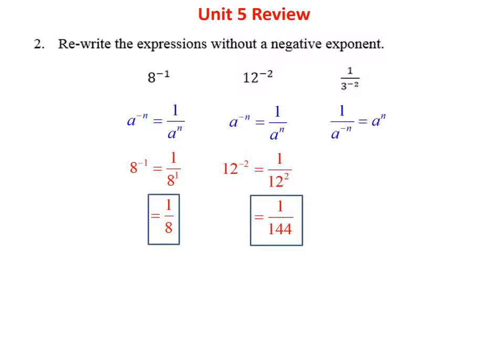Likewise, if I have a situation in which the negative exponent is in the denominator, you notice that on the first ones we went down. Well, when it's in the denominator, we're actually going to go up. So it goes up to the numerator. So in this case, 1 over 3 to the minus 2 simply becomes 3 squared, and the answer is 9.